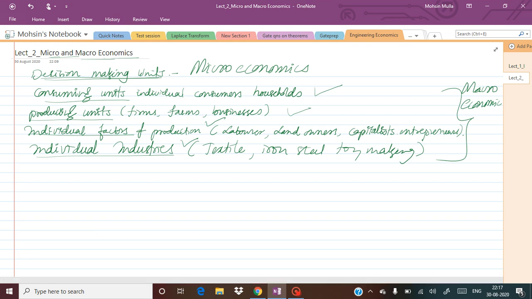The analysis of the behavior of any particular decision making unit such as a firm, industry or consumer constitutes microeconomics. Whatever problems we analyze at this individual level are microeconomic. When we are analyzing the problems of all the sectors together, it is macroeconomic.